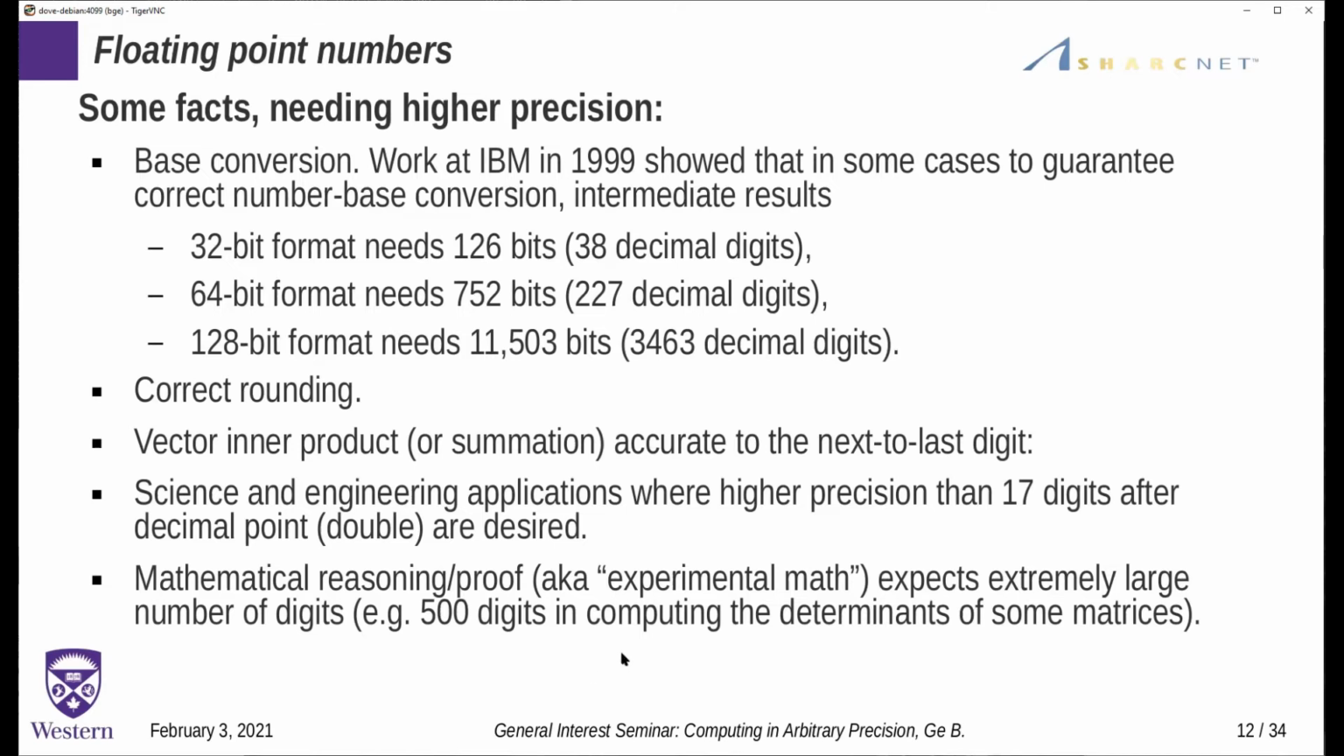There are some science and engineering applications where higher precision is wanted, rather than the 17 digits after the decimal point that double precision will give you. And also mathematical reasoning or proof, sometimes called experimental math, would expect an extremely large number of digits, for example, 500 digits at the least in computing determinants of some matrices.